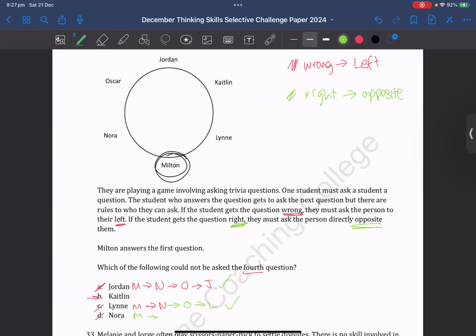And for the last one, we have Milton actually getting it correct, which means we ask the person opposite. And then this person gets it wrong, which means you ask the person to their left. Their left is actually our right. So in this case, we get Caitlin. So Nora, then Jordan. And then after that, Caitlin actually has to get it right, because as we can see, Nora is directly opposite. And that is how you get the other three incorrect. And yeah, so that is how B is the answer, because you cannot have Caitlin being asked the fourth question.